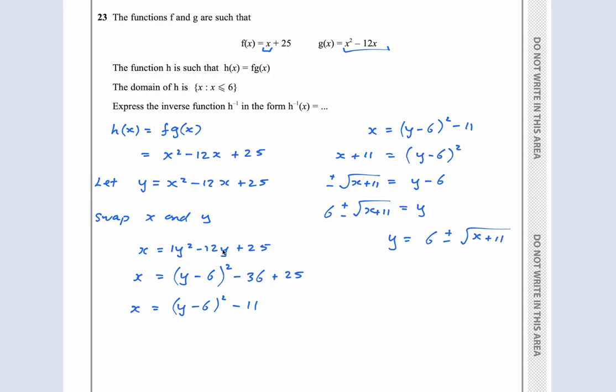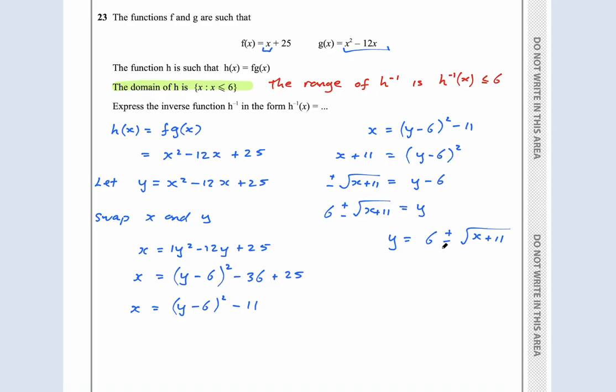Now this is the final part of it. I think that's actually not too bad, but to get the final mark, this bit is tricky. It says the domain of H is this. Now that means, when you read that, that the range of H minus 1 is H minus 1 of x is less than or equal to 6, because the domain of the function is the same as the range of the inverse function, and that's also related to the fact that the x has become the y and the y has become the x. So the range of this function is less than or equal to 6.